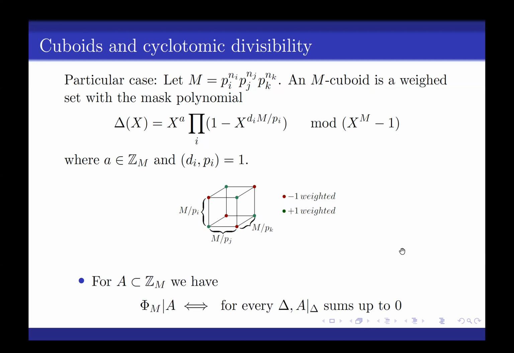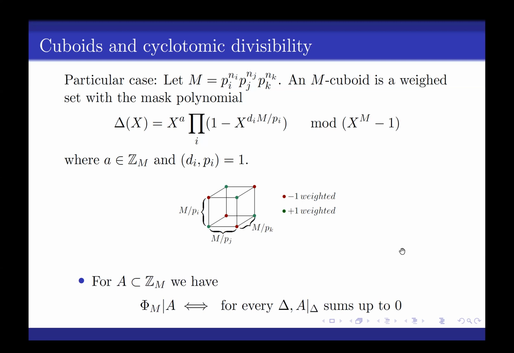The mask polynomial of a set A will be divisible by phi m if and only if you take any of these cuboids, any such box, you restrict the elements of A to that box, if there are any, and you sum them up according to the weights. And what you want is that the weights will sum up to 0.